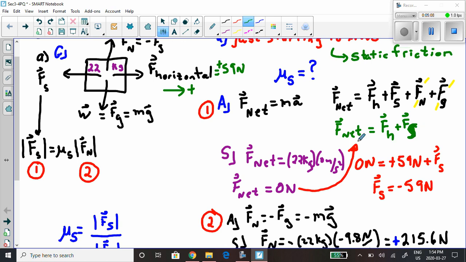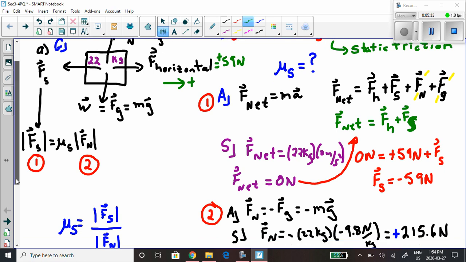So I substitute in the values: 0 for net force, positive 59 newtons for the horizontal push force, and force of static friction is left here. I now bring the positive 59 to the other side, and we have left that the force of static friction is negative 59 newtons. So now I have solved this. So it's now solved, part one.